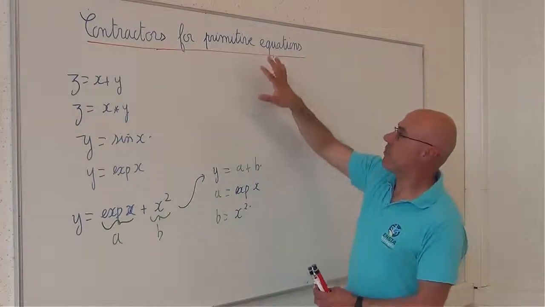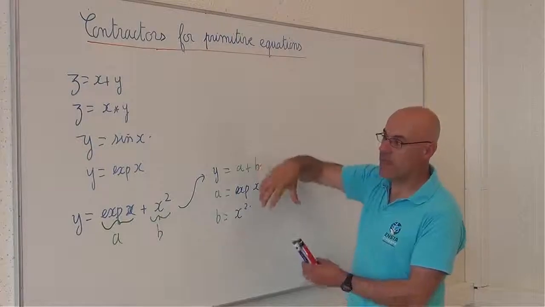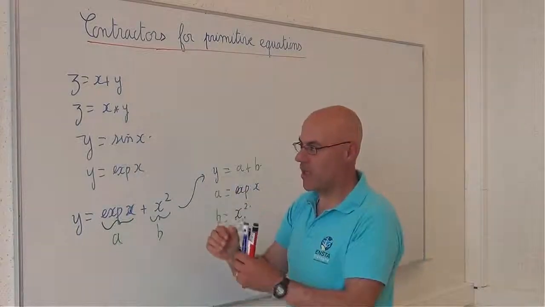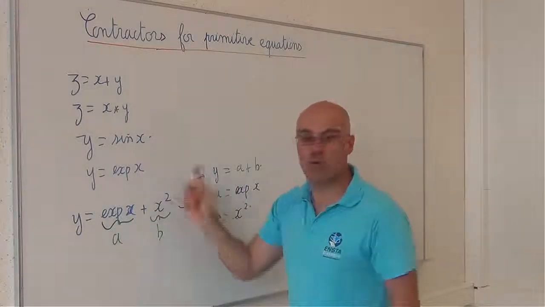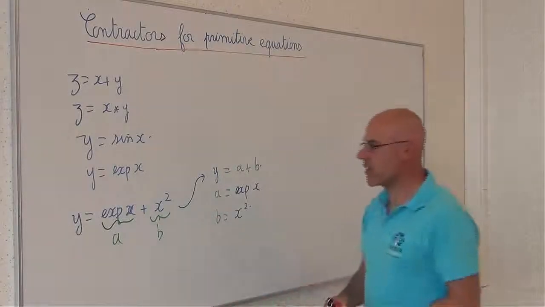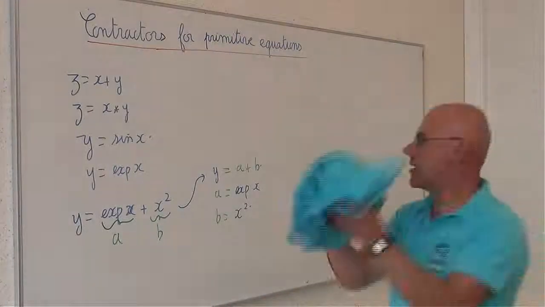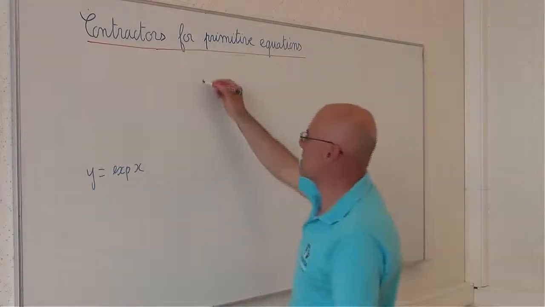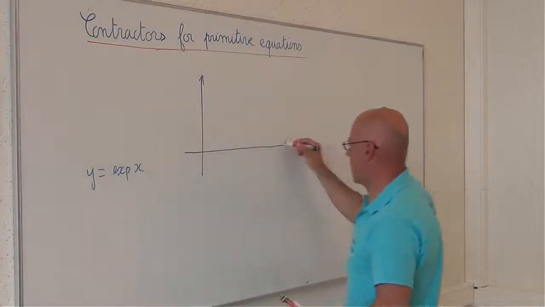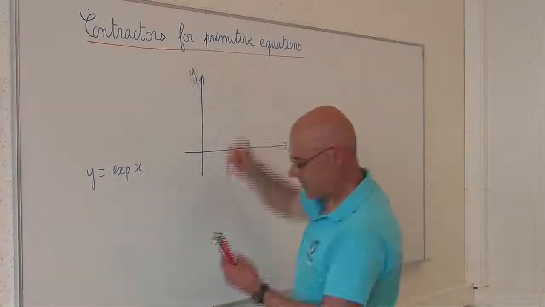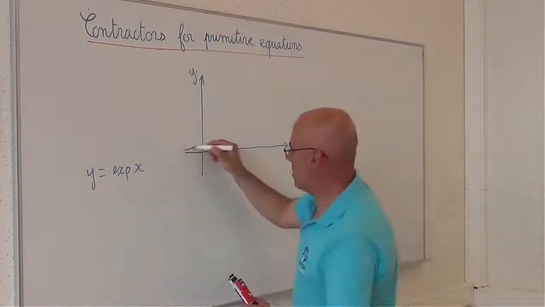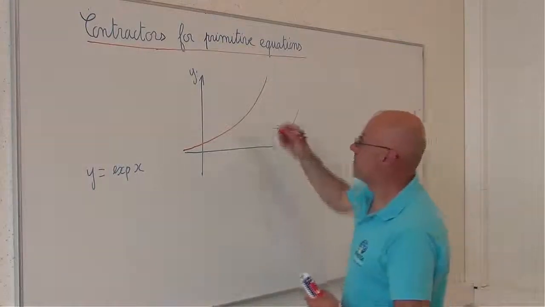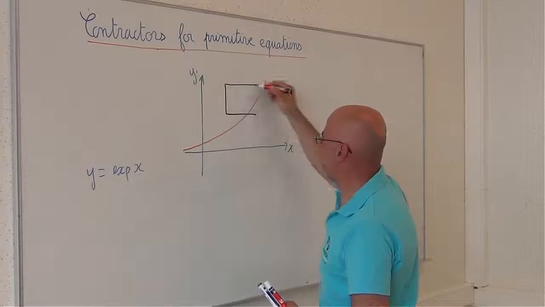The idea to compute a primitive contractor is almost always the same. We take the variables, we isolate them, and we use interval computation to compute the optimal contractor. Consider, for instance, this equation: y is the exponential of x. I have here x and y. I have here my equation, exponential.